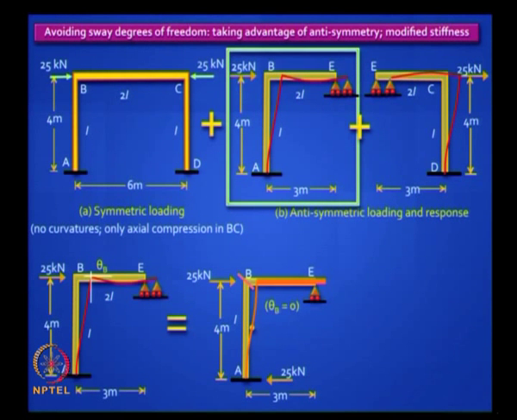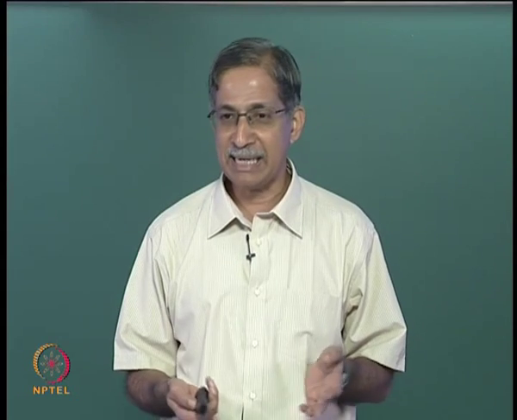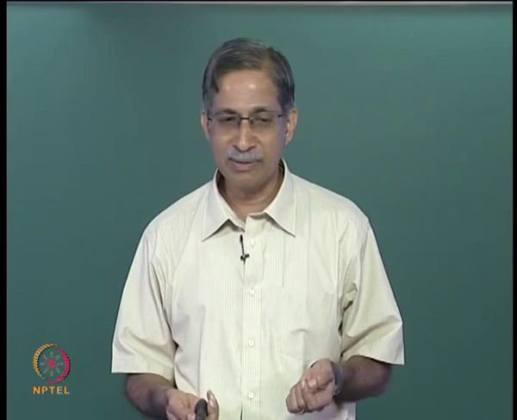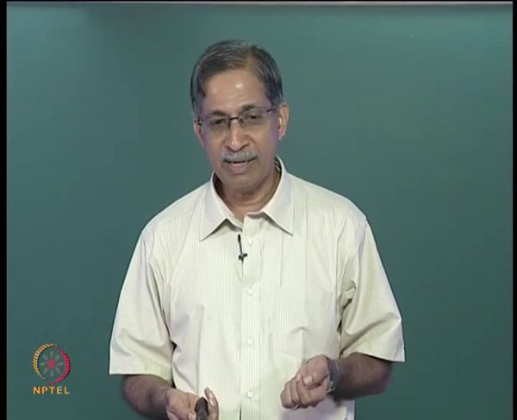It will be 25 into 2, right. It is very simple, because the entire 25 kilonewton will go to the fixed end A, nothing will go to the roller support E. So, and the point of contraflexure is exactly at mid height, and you know that the moments developed at the two ends will be 25 into 2, which is 50 kilonewton meter.